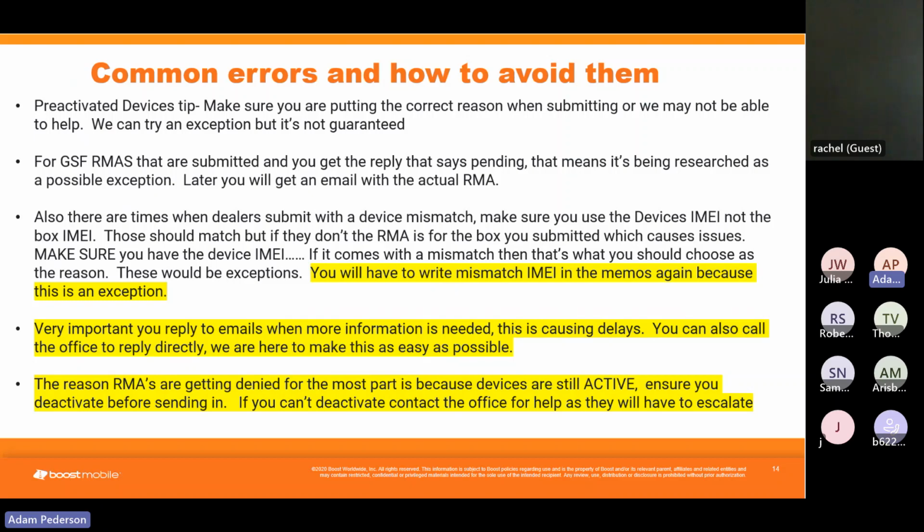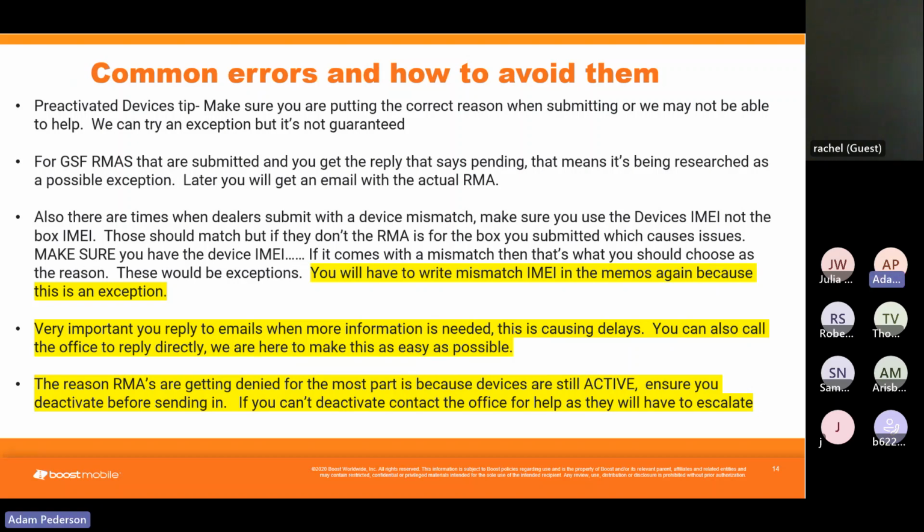Some other common errors we're seeing and how you can avoid them. If you have pre-activated devices, a pro tip: make sure you're putting the correct reason when submitting, or we may not be able to help. We can try an exception on those, but it's not guaranteed. For guided sales flow, if you submit an RMA and get a reply that says pending, that means it's being researched as a possible exception. Later, you're going to get an email with the actual RMA, so make sure you're checking your email and that it's accurate. Pending just means hold tight, Dish is looking into it.